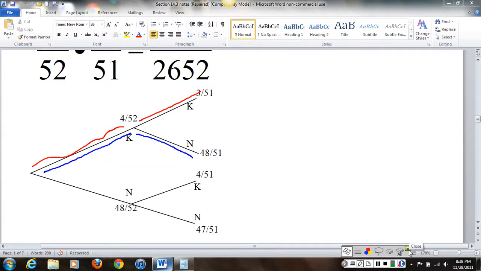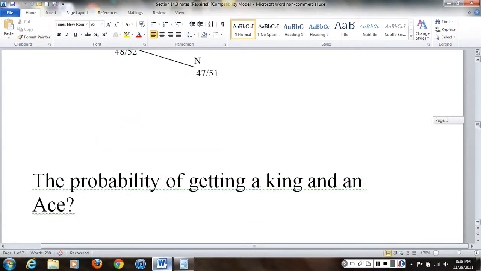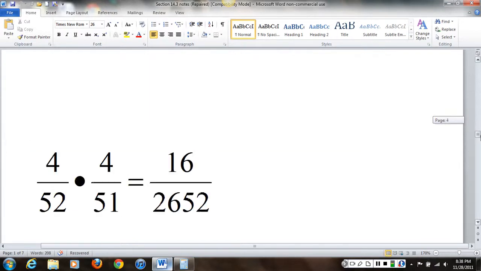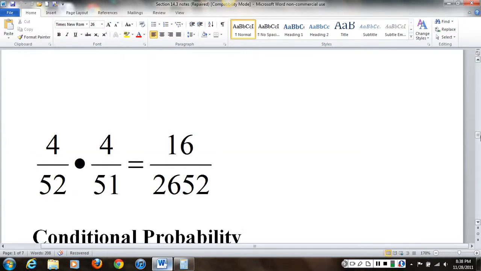And this is an example of how tree diagrams can be used to help illustrate these problems. And I'll go over another one later on. Again, the probability of getting a king and an ace. Again, and means intersection. First time through, 4 out of 52. Second time through, 4 out of 51. 4 kings, 4 aces, so you get 16 out of 2652.